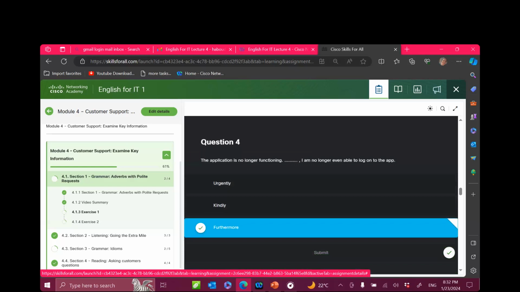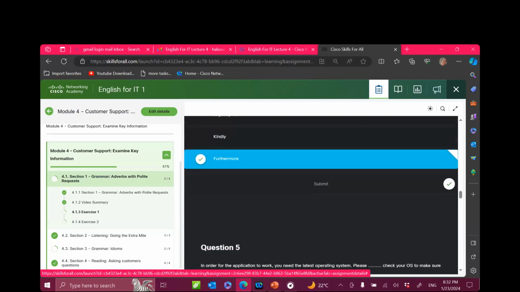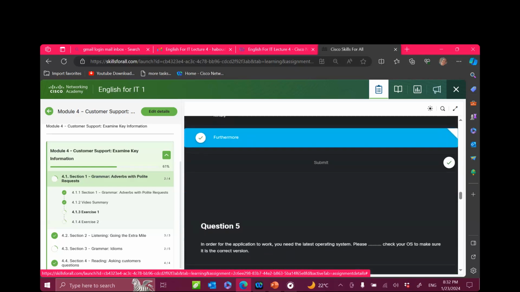Yes, excellent. Question number 5. In order for the application to work, you need the latest operating system. Please check your OS to make sure it's the correct version.